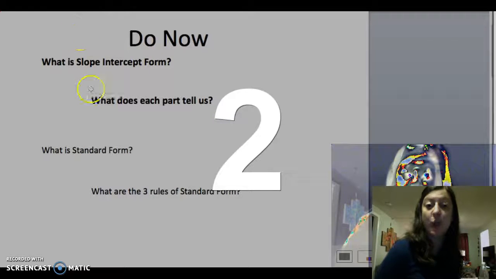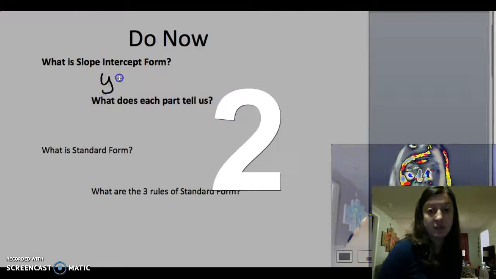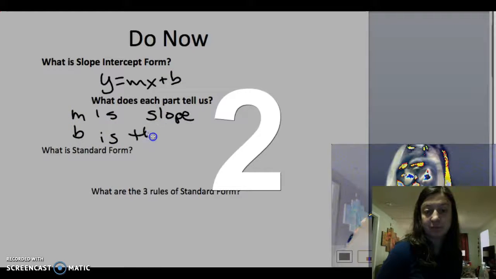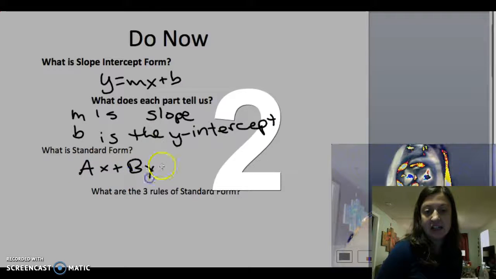Okay, so first of all, what is slope-intercept form? Y equals mx plus b. What does each part tell us? M is the slope, and b is the y-intercept. You guys should have that down pat by now. What is standard form? Ax plus by equals c.